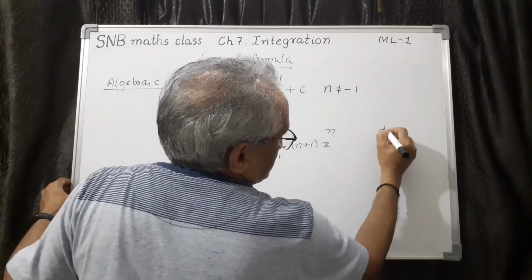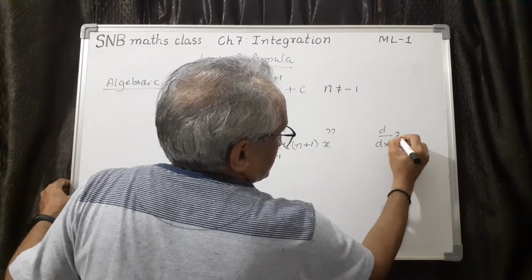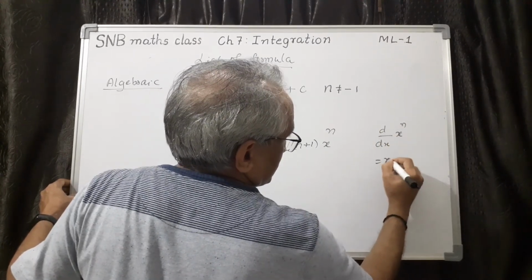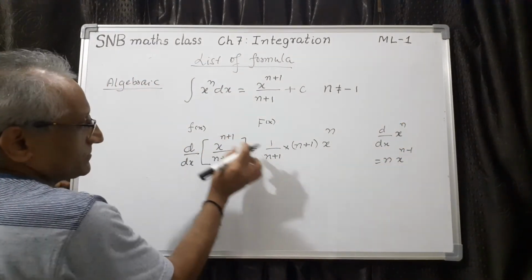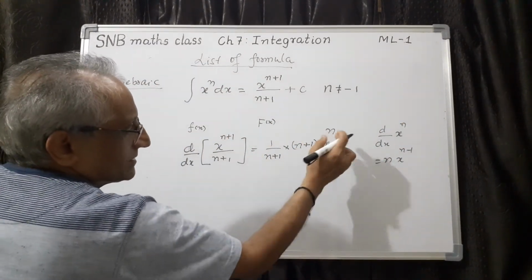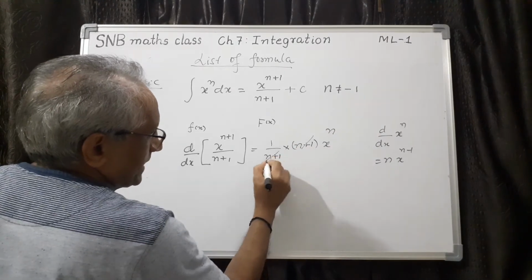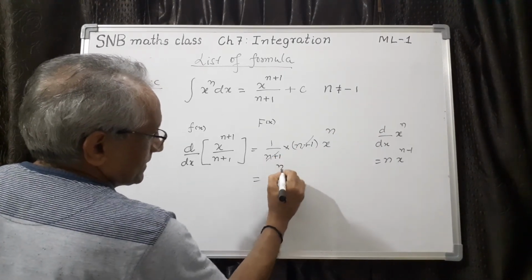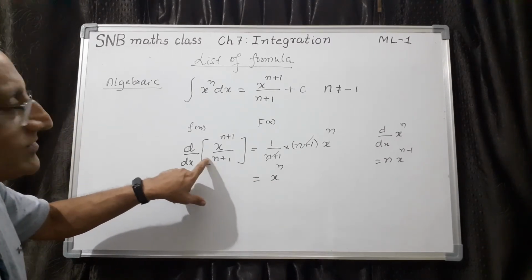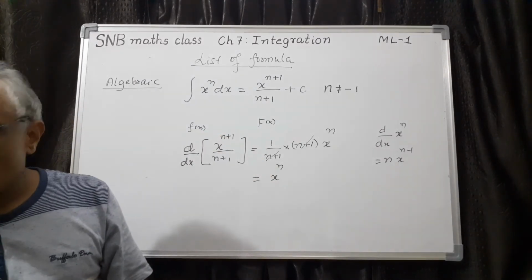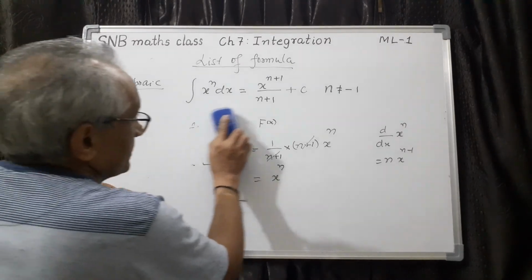The formula is: d by dx of x^n is n into x^(n-1). So, instead of n, it is n plus 1. So, it is n plus 1, then n plus 1 minus 1 is n. But these two cancel, so you get x^n. Now, look here. Therefore, integration of this must be this. So, that is the reason. This is the first formula, that is the algebraic formula.